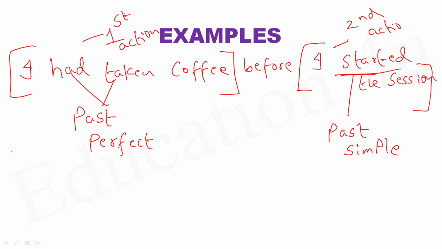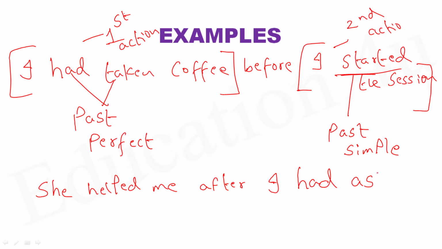I'll give you now another example. Try to understand the example very carefully. She helped me. See, she helped me after I asked. No, wrong. She helped me after I had asked. Why? Why should I use this particular grammar here?